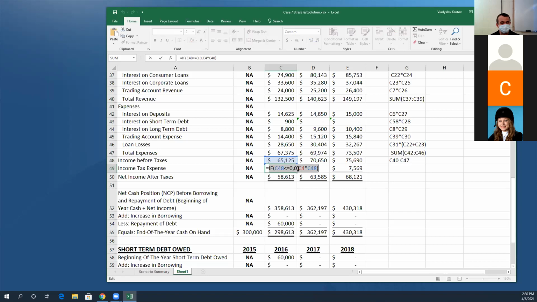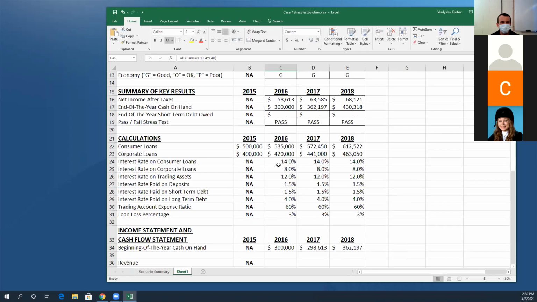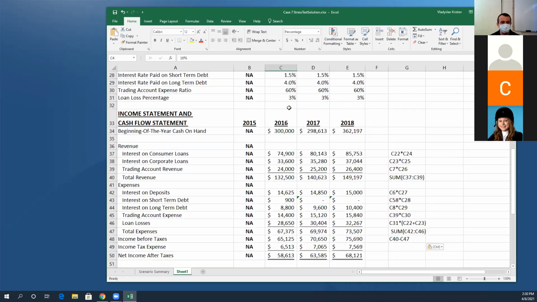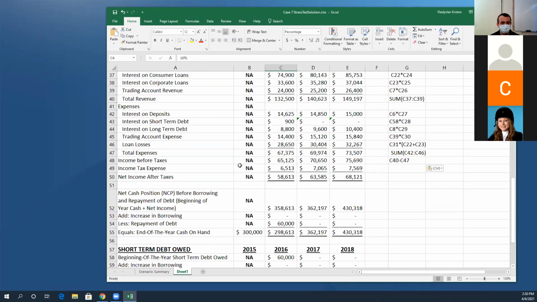But if it's not 0, so this is the condition if false, it's C4 times C48, and C4 is your tax rate, which is a constant, and C48 is your net income before tax, which is this cell, okay? So I'll copy this formula for the tax calculations. And then to calculate your net income after tax, you subtract this value, income tax expense, from the income before tax. So it's C48 minus C49.